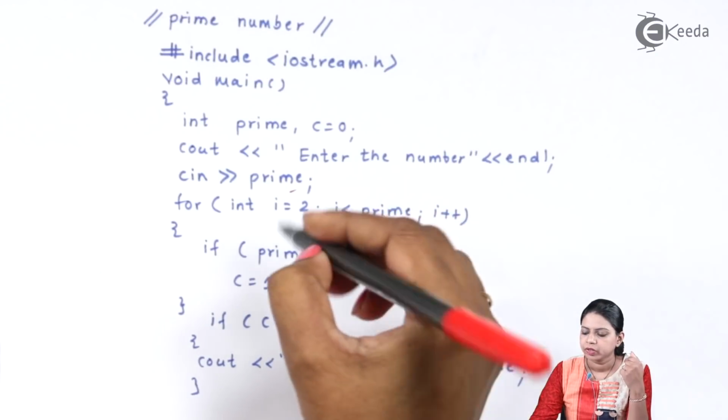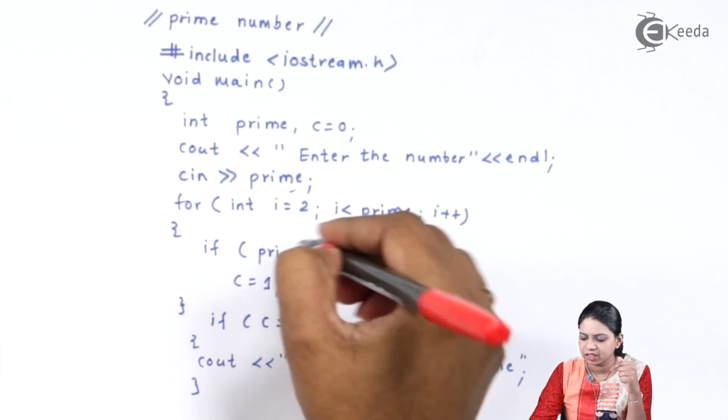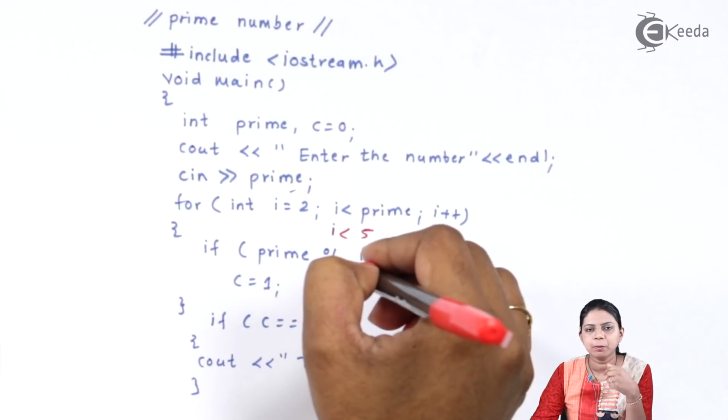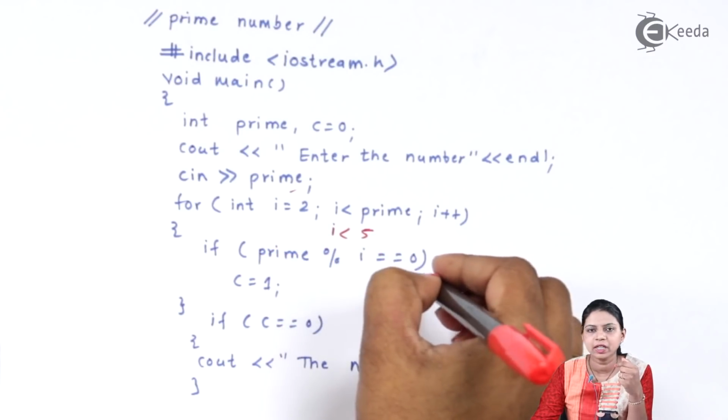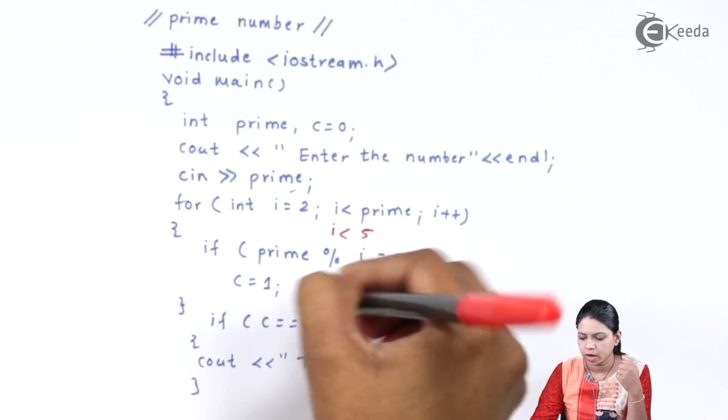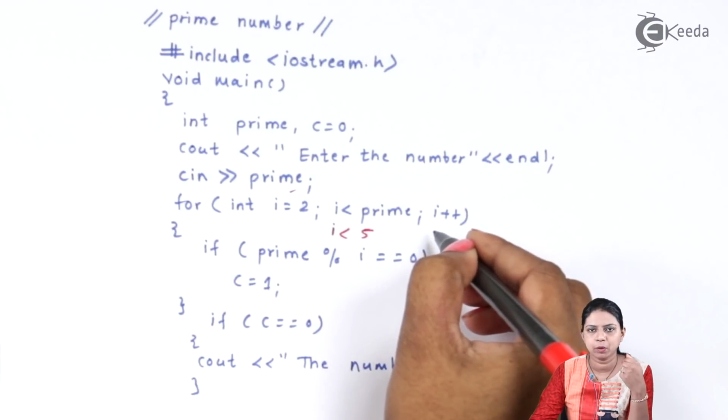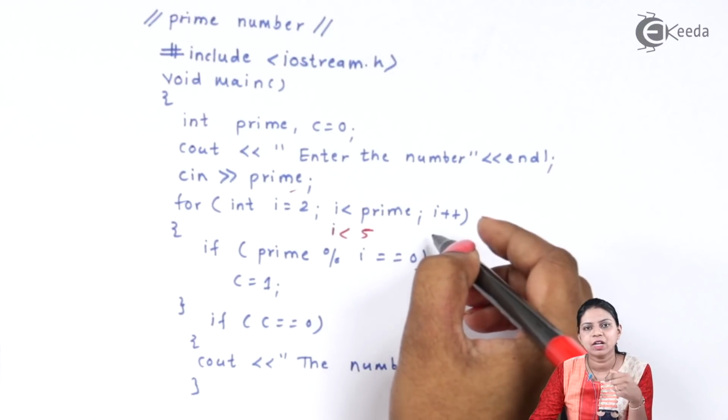So what will I do? I will divide my 5 by 2. If I divide my 5 by 2, my c is not going to be 1, because I won't be getting the remainder as 0. So again I will increment the value of I by 1. This time my I value will become what?